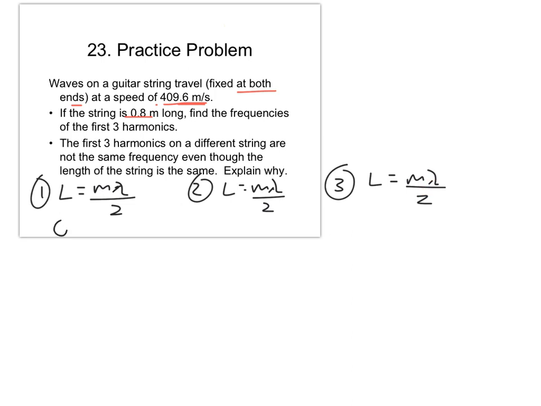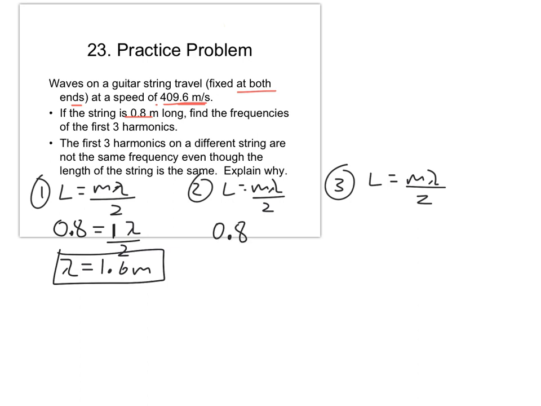So we know that our initial length is 0.8 meters, and that's going to be equal to m, which is in this case 1, because it's the first harmonic, times lambda divided by 2. So for this first one, we find that our wavelength lambda would be 1.6 meters. For the second one, we're going to say 0.8 is equal to 2 lambda over 2, and the 2's there would divide out. And so what we're left with is lambda in this case will be 0.8 meters.